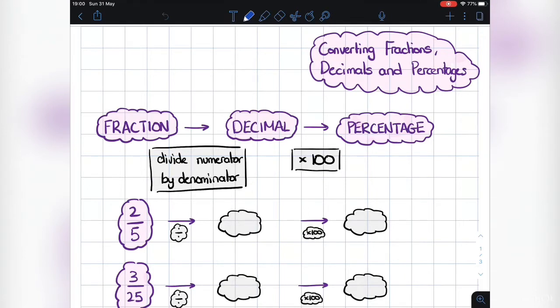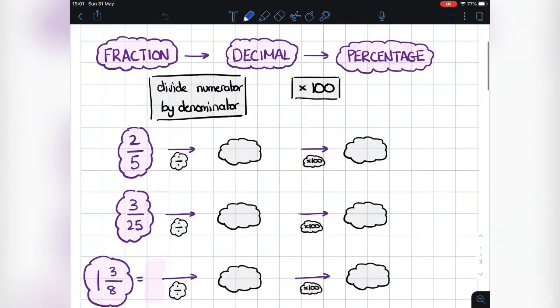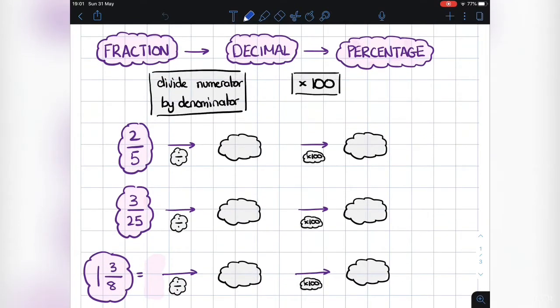Now, it should be said here, I'm going to be using a mixture of calculator and non-calculator methods. There are other ways to do it, but I'm going to show you some of the quickest ways to do it in this video. Okay, so three fractions that I want to convert into decimals and percentages. We've got 2/5, 3/25, and 1 3/8.